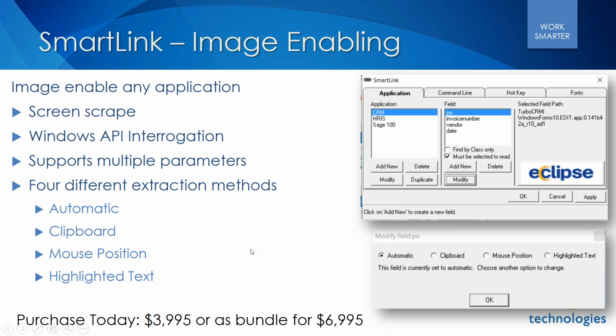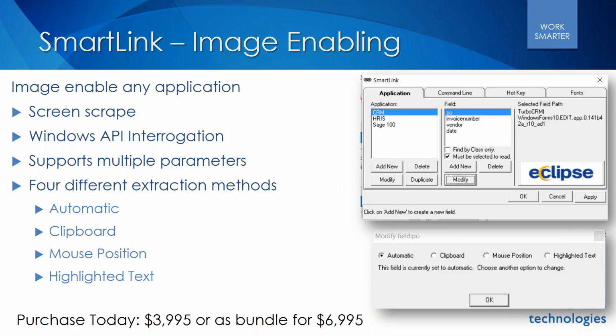Okay, so SmartLink is basically the screen scraper. It uses a Win API-based interrogation method. So there's actually 4 different ways to use SmartLink to extract data. In a lot of cases, some line of business systems don't support screen scraping, meaning that the data on the screen isn't text-based, so we can't grab it.